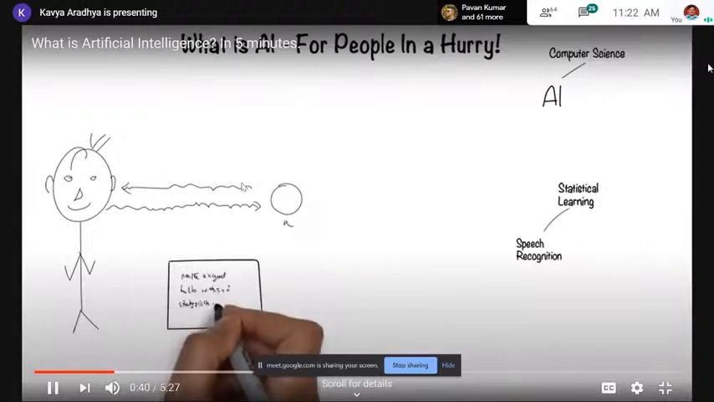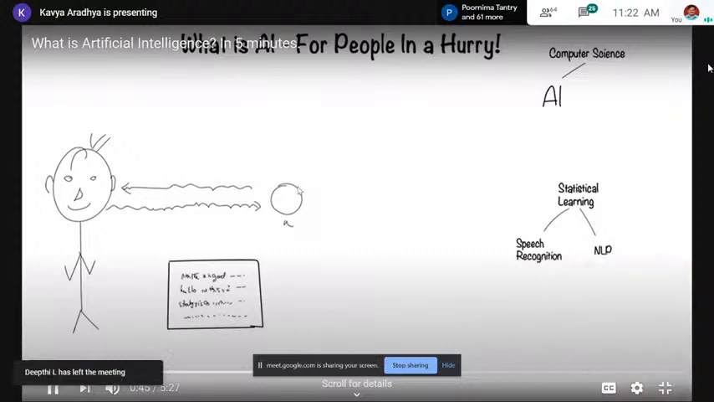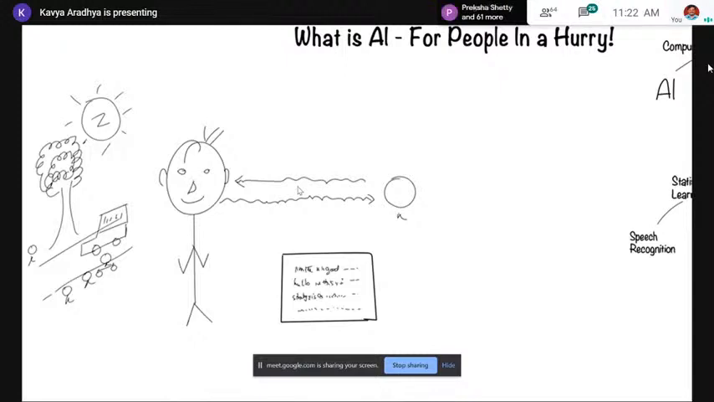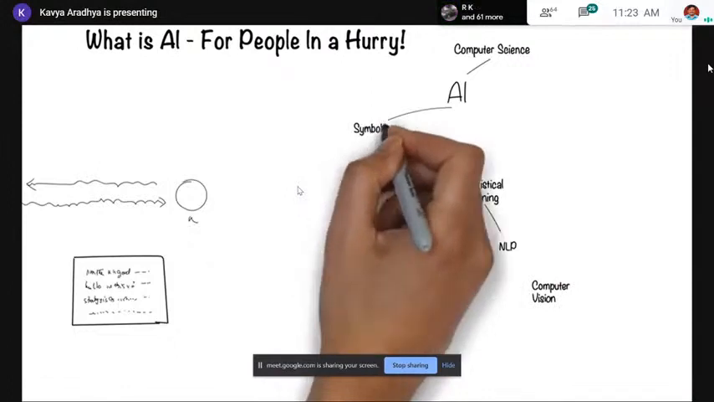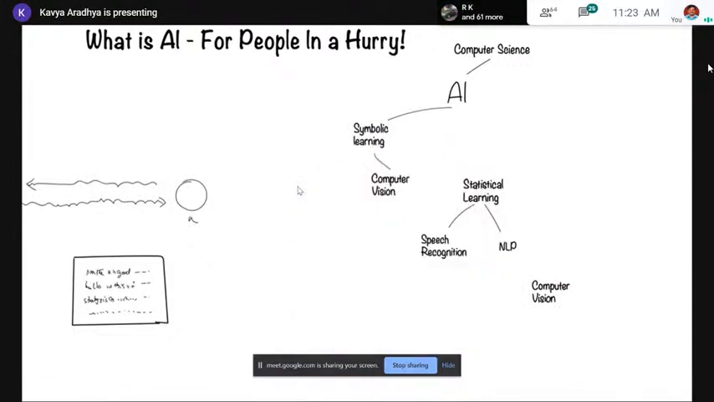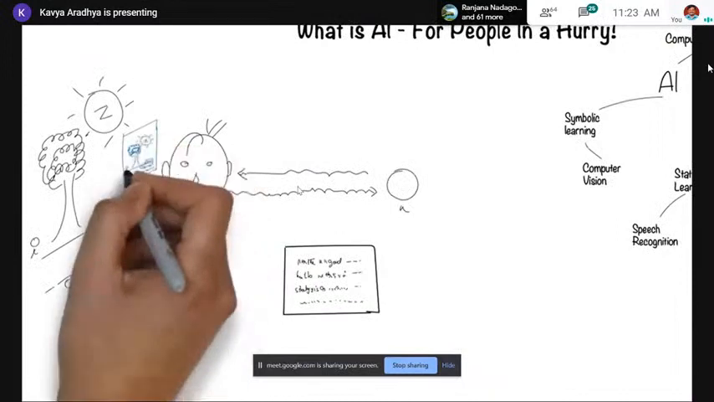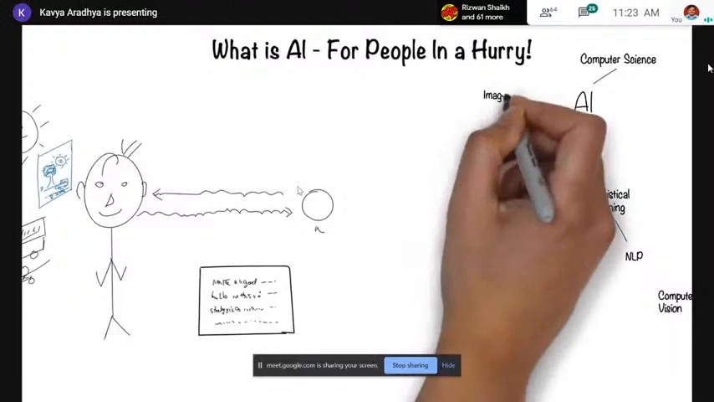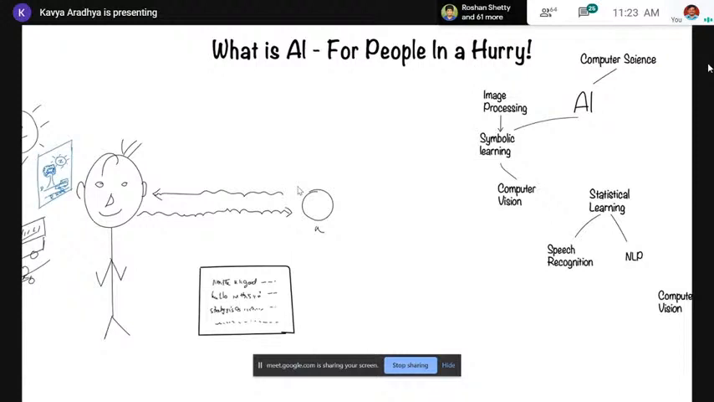Humans can write and read text in a language. This is the field of NLP, or natural language processing. Humans can see with their eyes and process what they see. This is the field of computer vision. Computer vision falls under the symbolic way for computers to process information. In another way, their eyes create images of that world. This field of image processing, even though not directly related to AI, is required for computer vision.